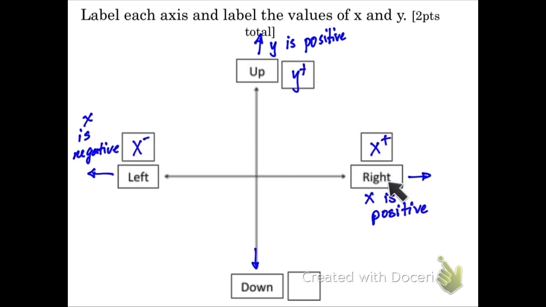So again, anything that's going to the right, x is positive. We denote that with x and then treat this like an exponent, which means positive. That's just a notation we've got to get used to. If we're going up, that represents everything where y is positive, so we denote that as y with a plus, like an exponent. On the left side, if we keep going to the left, we keep going towards the negative. So x is negative, and we denote that as x with a negative.